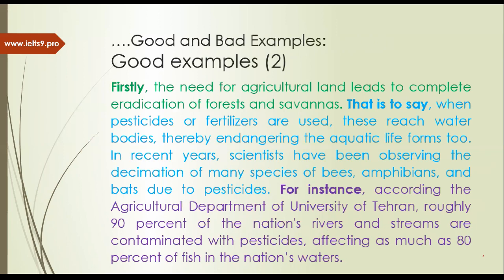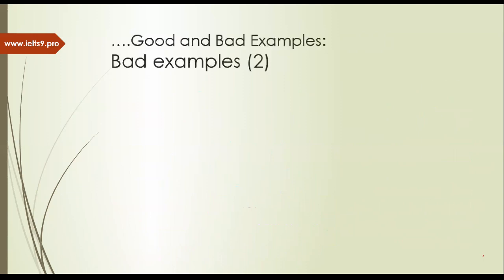Firstly, the need for agricultural land leads to complete eradication of forests and savannas. What does that mean? Time to explain. That is to say, when pesticides or fertilizers are used, these endanger aquatic life forms, etc., etc. For instance, a clear example, according to the Agricultural Department of the University of Tehran, roughly 90%, etc., etc. So, nice and clear. We've got a clarity, right? This is the topic. This is an explanation. Here's a clear example.